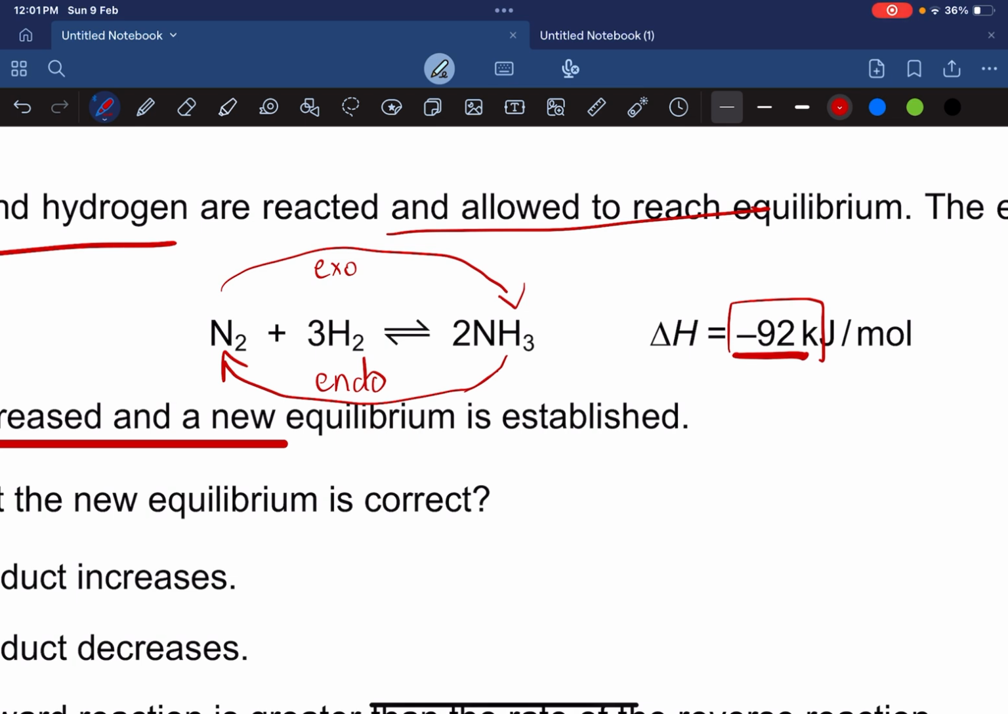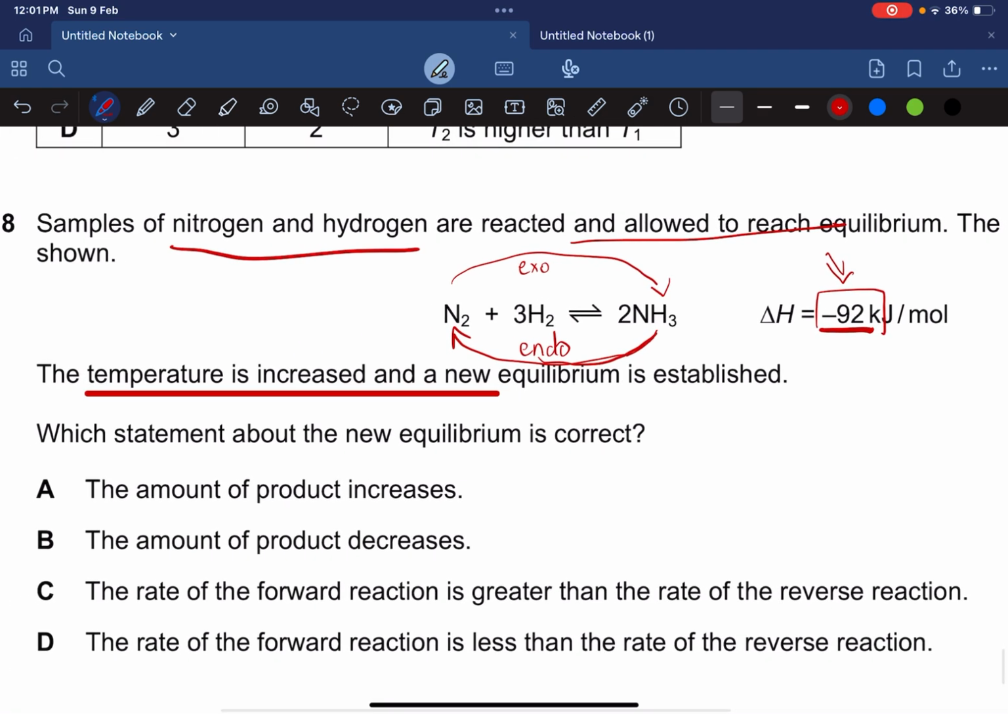What does Le Chatelier's principle say? This principle is not part of the syllabus, but you should know that whenever you make a change, the equilibrium also tries to reverse it. So when you increase the temperature, the equilibrium does the endothermic reaction more to decrease the temperature. So it's going to favor the reactant side.